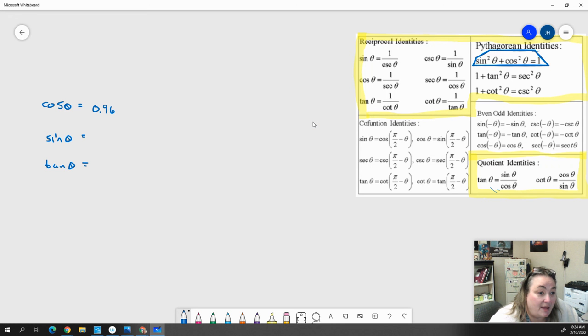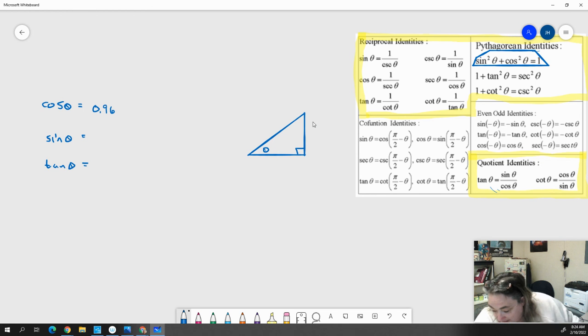So if we were going to draw that on a triangle, I have this triangle, and ooh, see how pretty that made that? We're going to say that this is our theta, right? We know that cosine of theta is 0.96. That's all we know so far, right? What do I know about that?